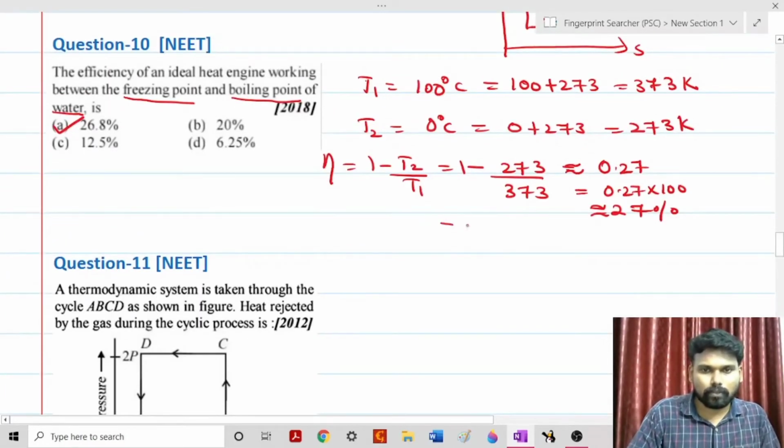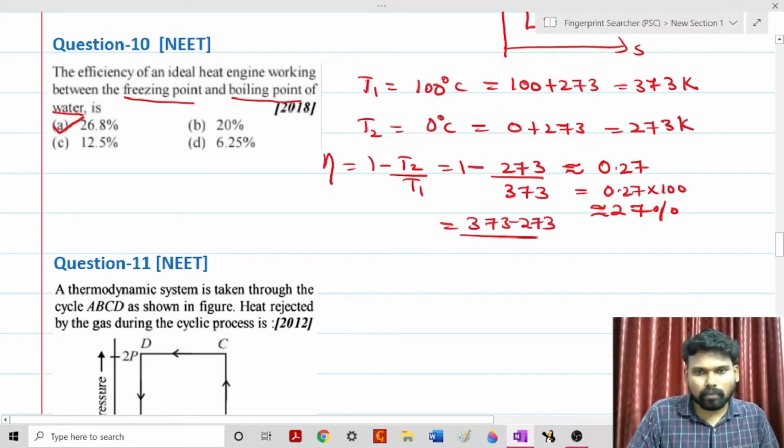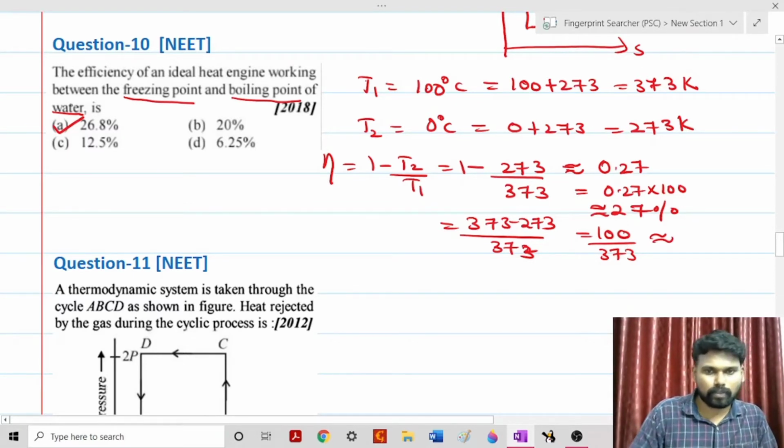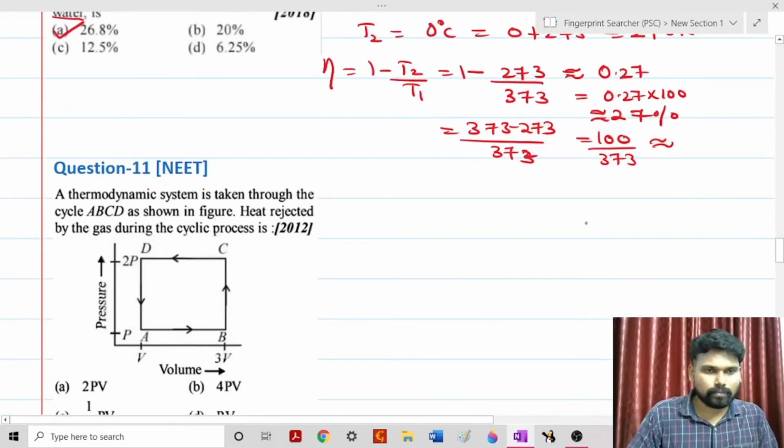Otherwise you can do like this: if you take LCM, it is 373 minus 273 divided by 373. So it will be 100 divided by 373. You can approximate it as 100 divided by 400. So what will be this? 1 by 4, 0.25. So you will get the idea that it is nearly this value. Okay, I think it is clear to you.